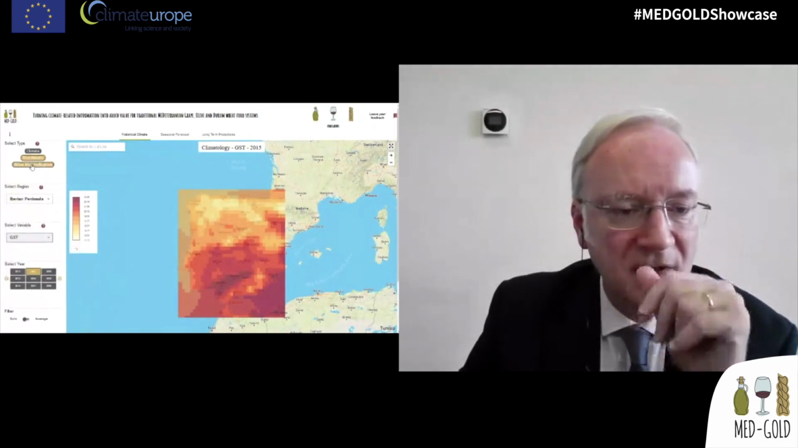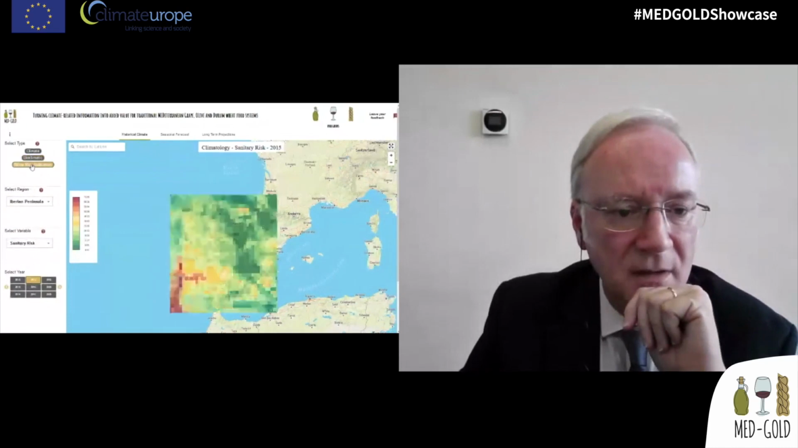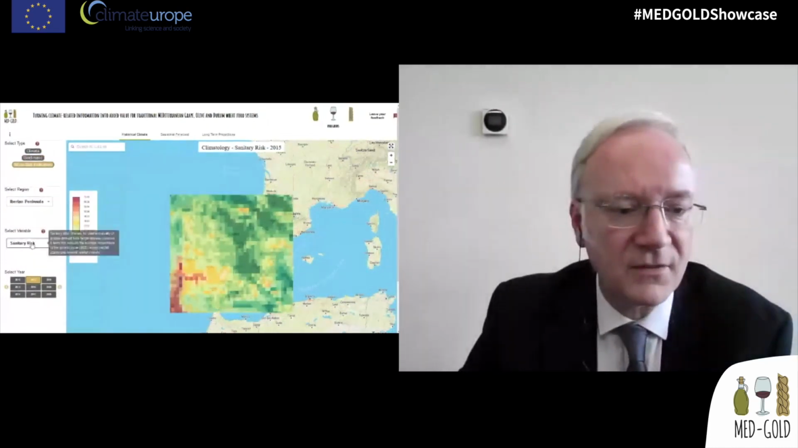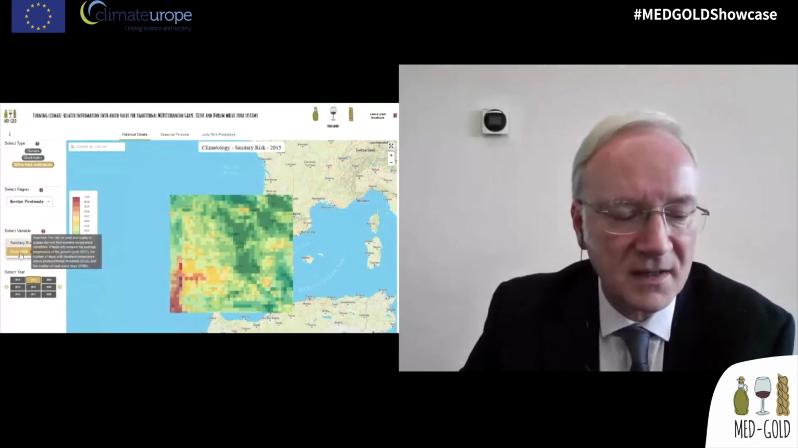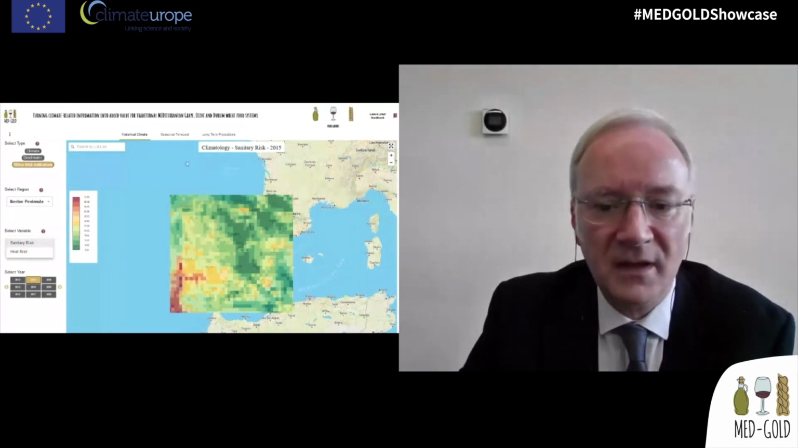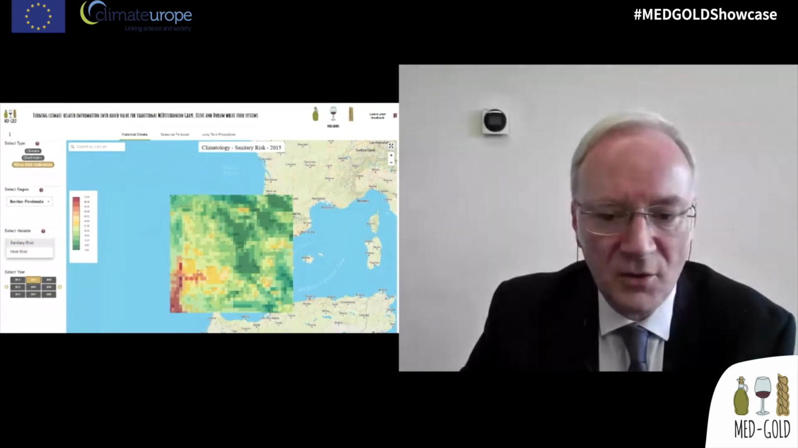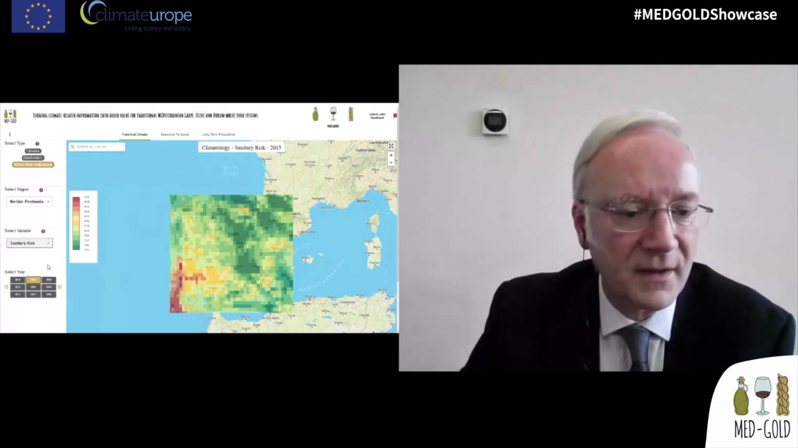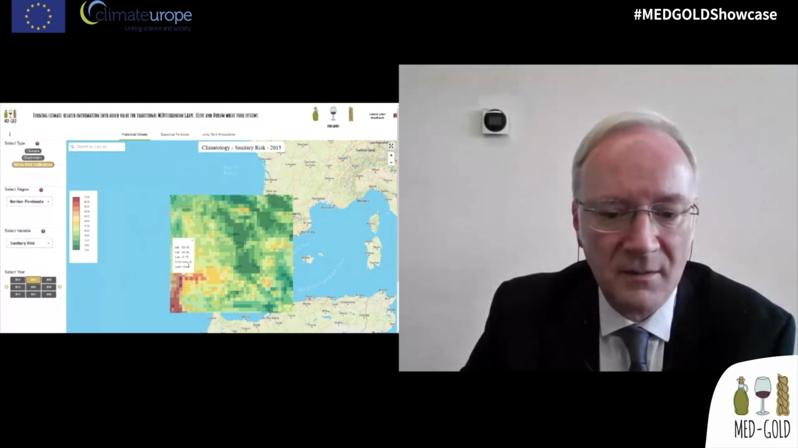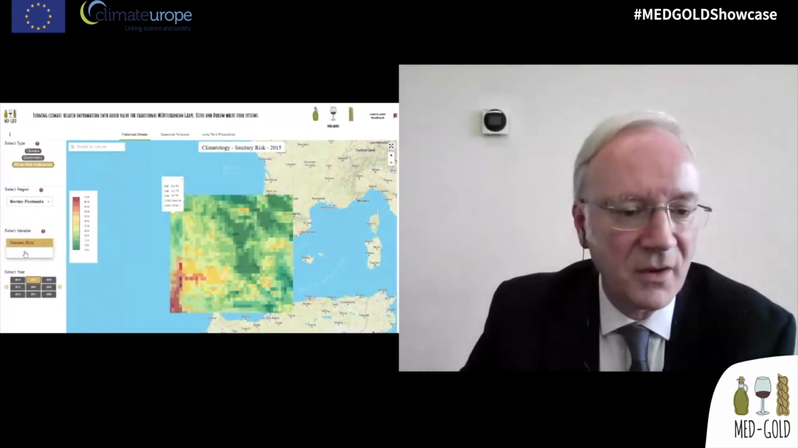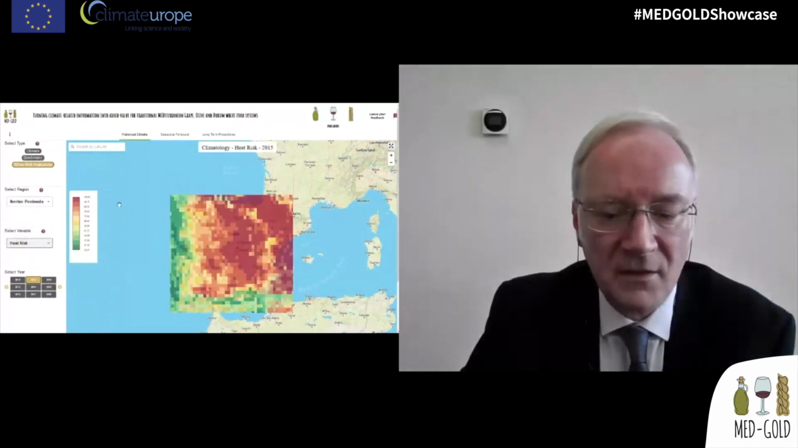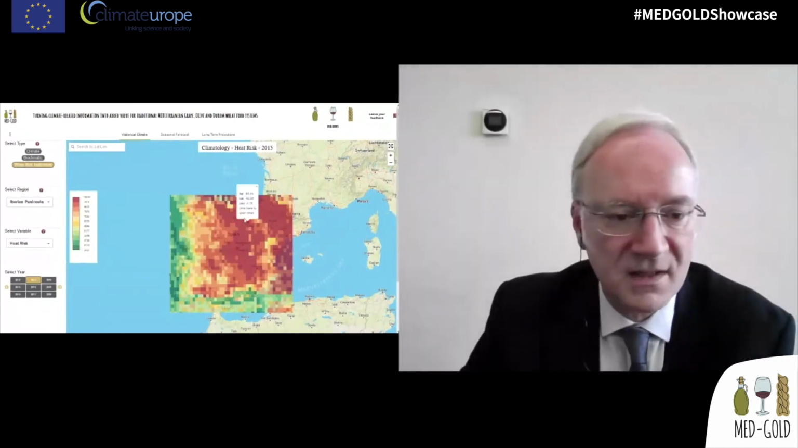And well, something which is an innovation from MedGold, it's wine risk indicators. We have two types of risk indicator, a sanitary risk indicator and a heat risk indicator. So for example, for the year 2015, this was the distribution of sanitary risk in the Iberian Peninsula, higher in the southwest, lower in the northeast. But if we look at heat risk in 2015, as it was a warm year, you see a lot of high risk in central and northeast Spain.